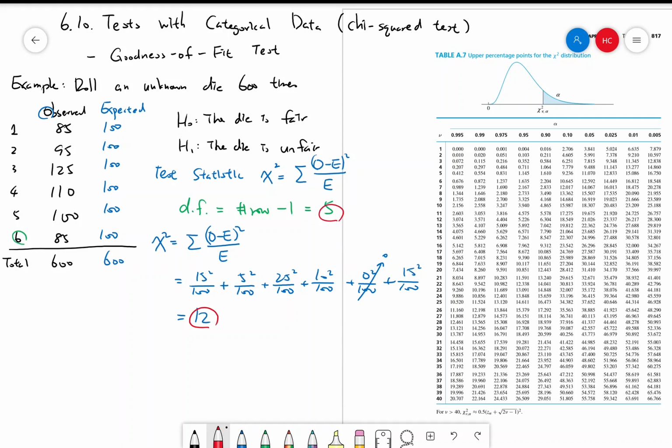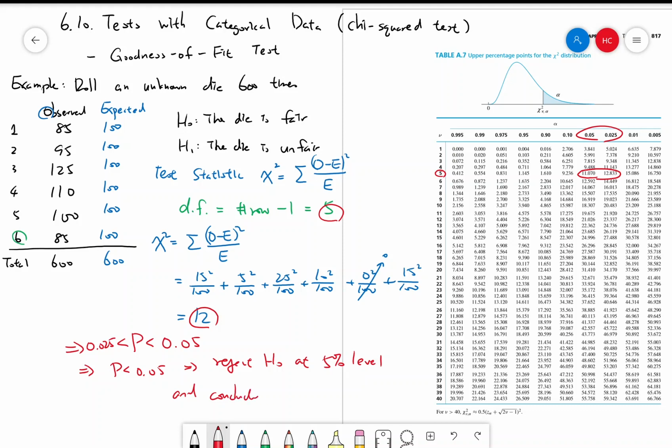Degrees of freedom is 5, so let's look for 12 in row 5. If you look at row 5, 12 is between these two numbers. So the p-value is between these two numbers. This means p is between 0.05 and 0.025. Because p is less than 0.05, we can reject H naught at the 5% level and conclude that the die is not fair.